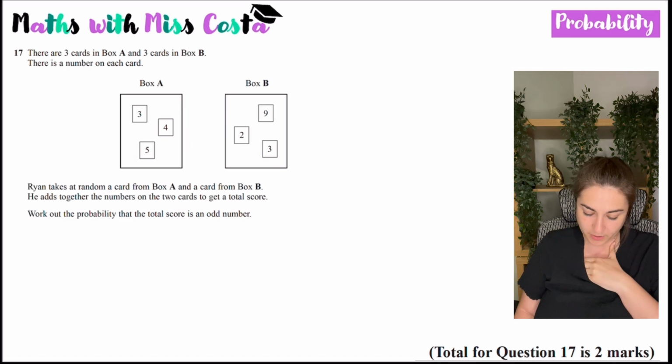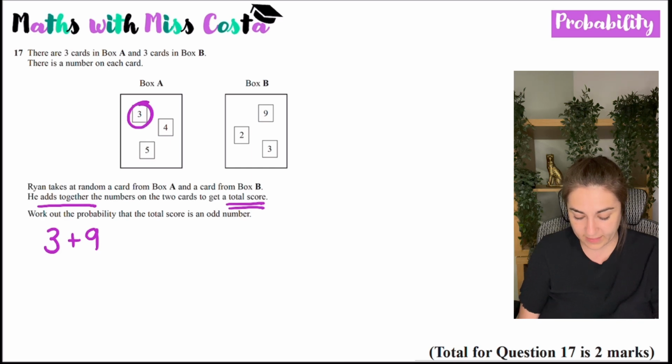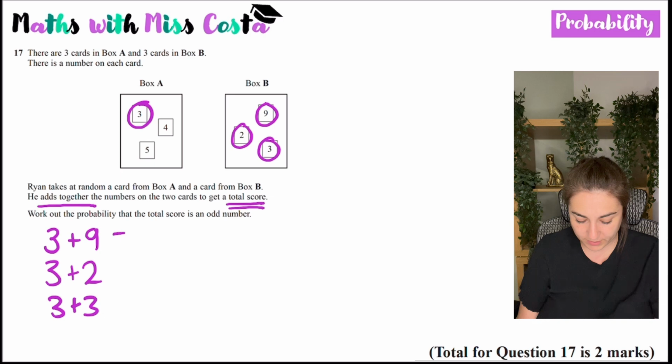Ryan takes at random a card from box A and a card from box B. He adds together the numbers on the 2 cards to get a total score. Work out the probability that the total score is an odd number. Okay, so if I chose 3 from box A, I have 3 options. I could add it to 9, 2 or 3. So 3 plus 9, 3 plus 2, 3 plus 3.